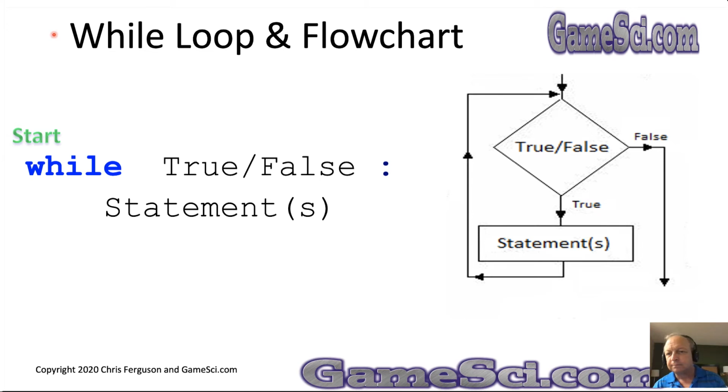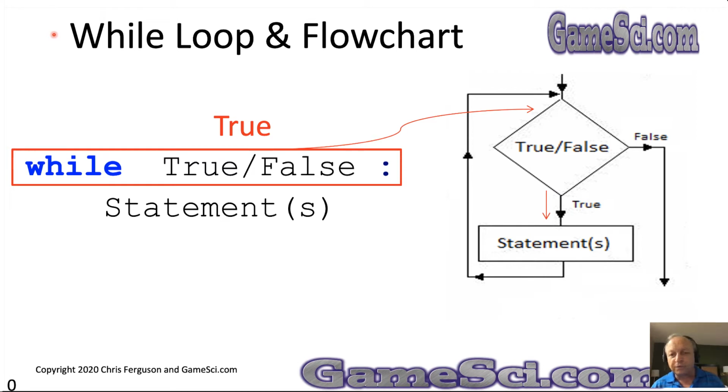GameSci.com. Howdy ho, neighbors. It's time for a lesson on the while loop and flowchart. Loops are control flow statements. Just like if and if else are control flow statements, while loops and for loops are control flow statements. They're a little bit more complicated, so I'm going to start with a generic example and a diagram called a flowchart that shows you how they work.